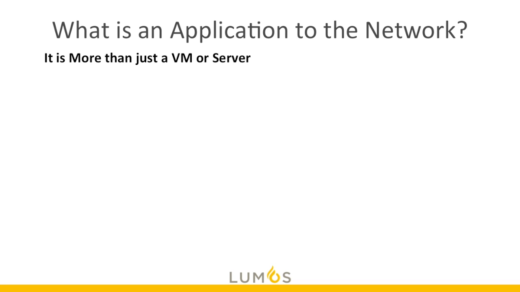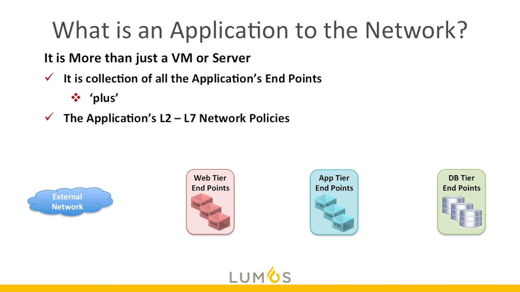So what is an application to the network? It's more than just a VM or server. From the networking perspective, we tend to think of IP addresses, we tend to think of subnets and of VLANs, but that's not what an application is. An application is a collection of endpoints, plus all the layer 2 through 7 network policies that we have in between these endpoints. These endpoints are typically VMs. They can also be physical hosts. They could be containers now.